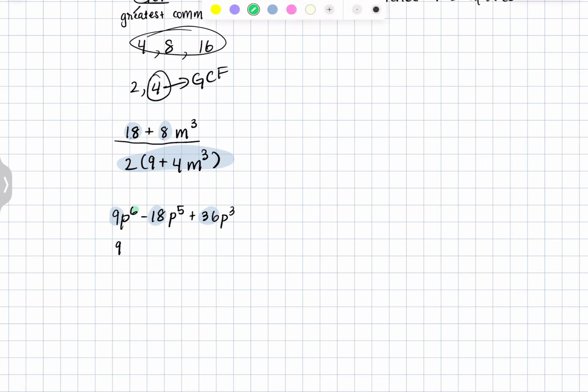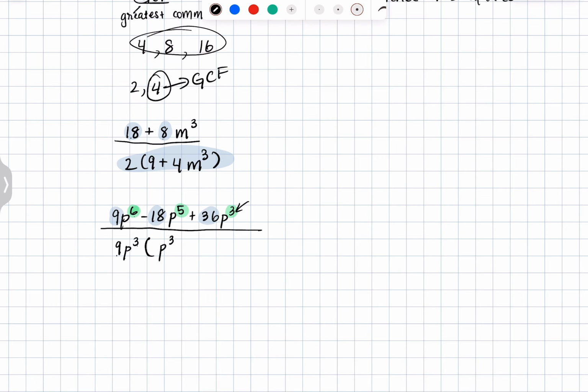And then you're going to look at your variables next. So you're going to look at the exponents, and take the smallest value for your exponent, and that's 3. So p cubed, and you're going to write that down. Next, you're just going to draw your line and open your parentheses. So 9 divided by 9 is 1, so you don't have to write that down. And then 6 minus 3, because you're dividing, so you subtract the exponent. So 6 minus 3 is 3.